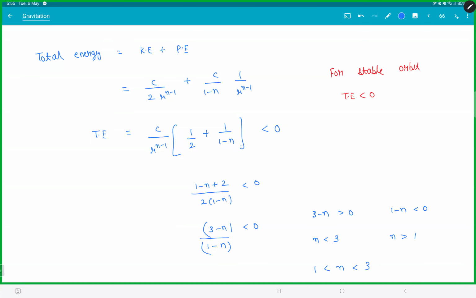So these are the limiting values. If the value of n exceeds 3 or is less than 1, the orbits are not stable.